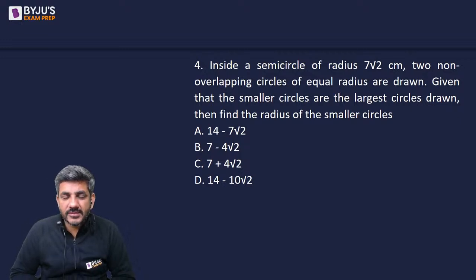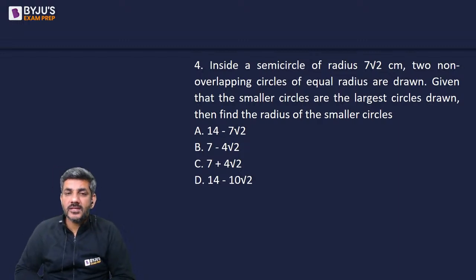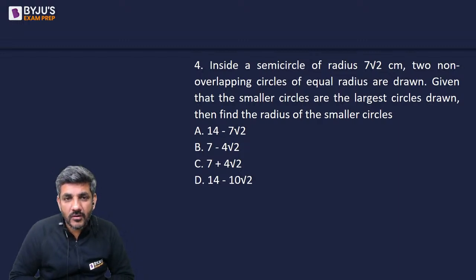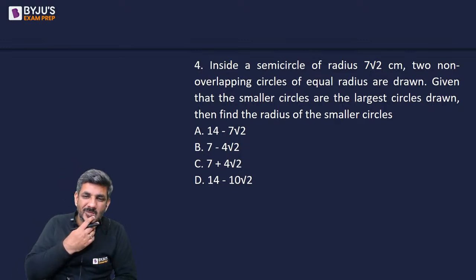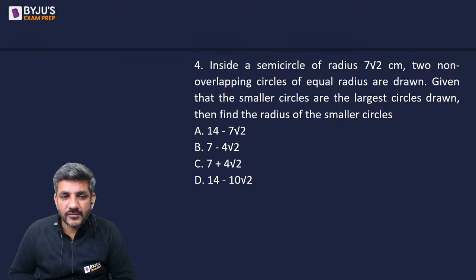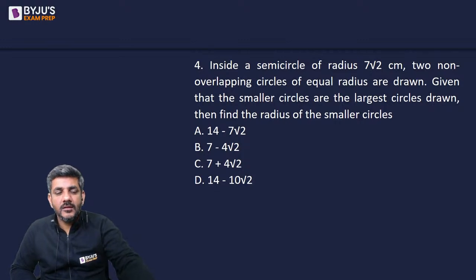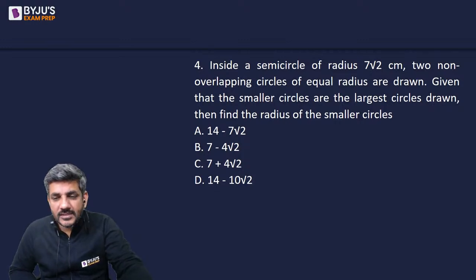The semicircle is there with a radius of 7 root 2, and there are two non-overlapping circles of equal radius drawn. These smaller circles are the largest possible that you can draw. Then find the radius of the smaller circle. So let's start doing it now.